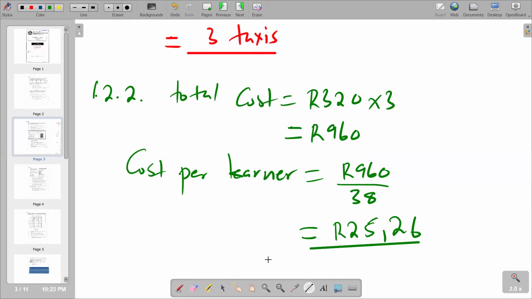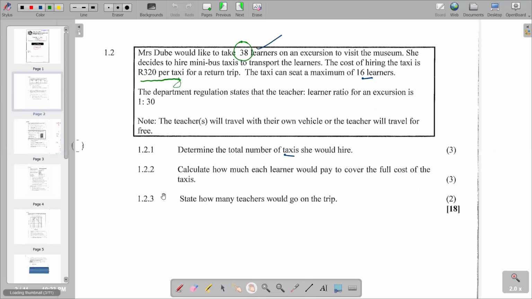So basically, that's what we have on 1.2.2. Then we move on to the next part of our question, which is 1.2.3, which says: state how many teachers would go on the trip. So we need to find how many teachers are needed, given the information that we have: 30 learners.